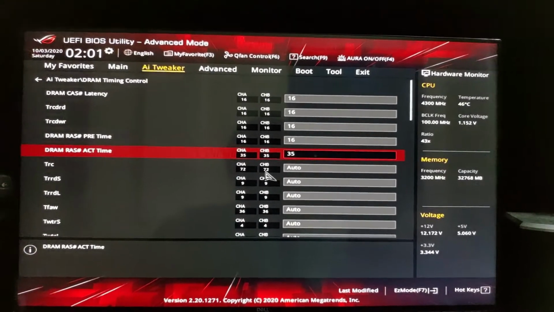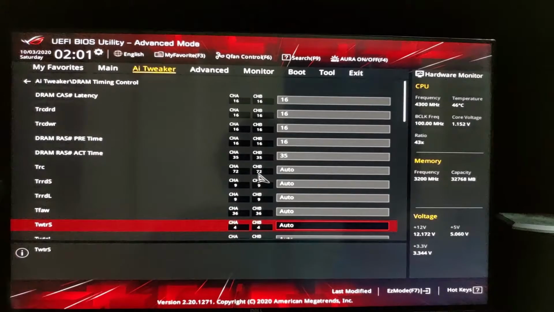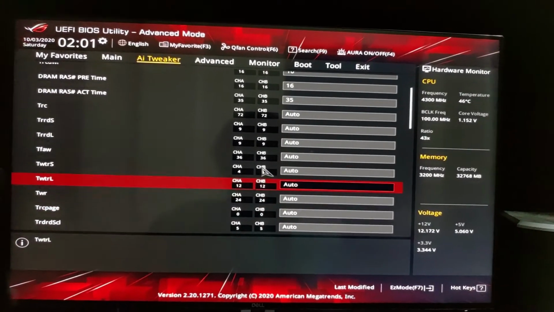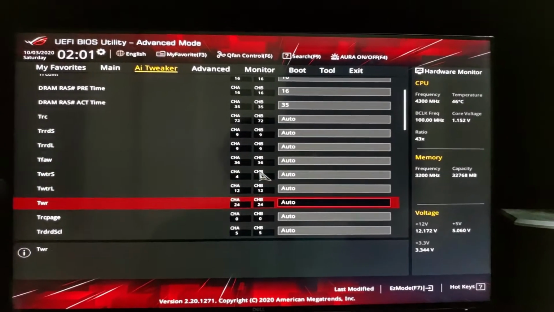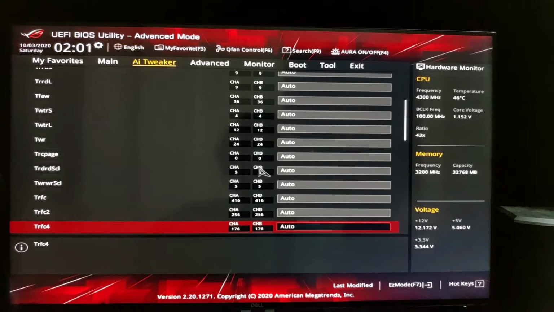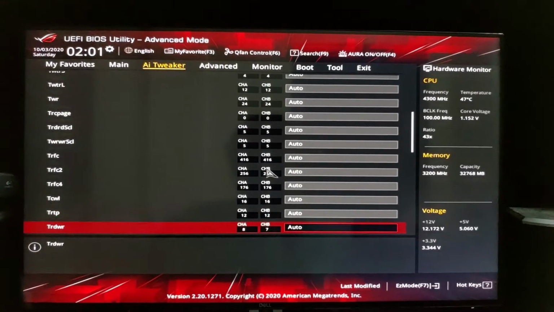So these are the primary timings of your memory. There are other sub timings as well, but usually it's not recommended to touch them unless you are an enthusiast. Details of all these parameters can be found on various websites regarding memory addressing and architecture.